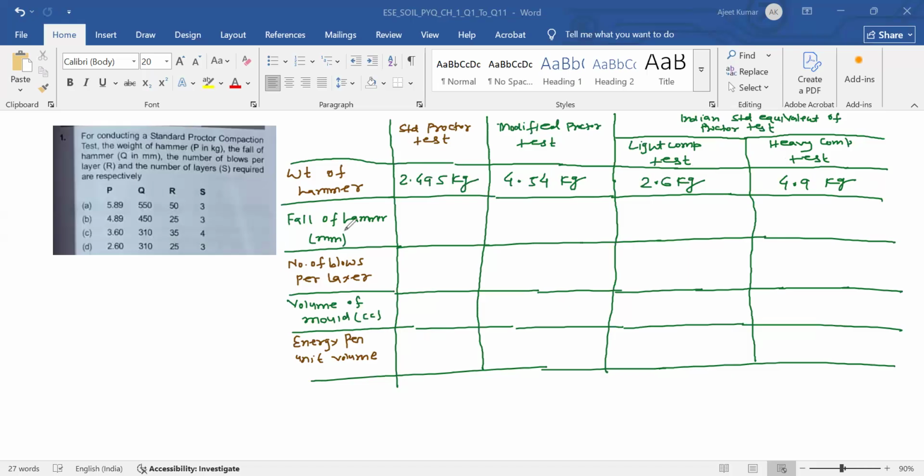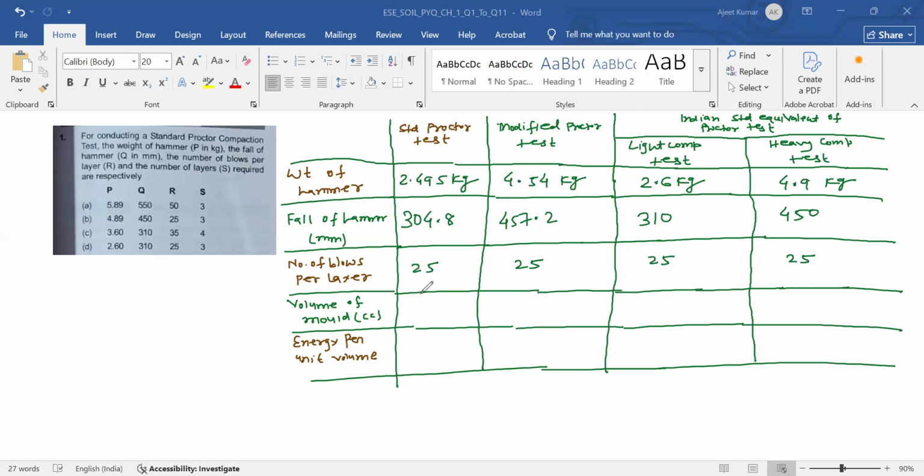And the fall of hammer, in case of a standard Proctor test, will be 304.8 mm. And in case of the modified Proctor test, it will be 457.2. And in case of the light compaction test, it will be 310 mm. And in the heavy compaction test, it will be 450 mm. And the number of blows for all the tests will be 25 blows per layer.